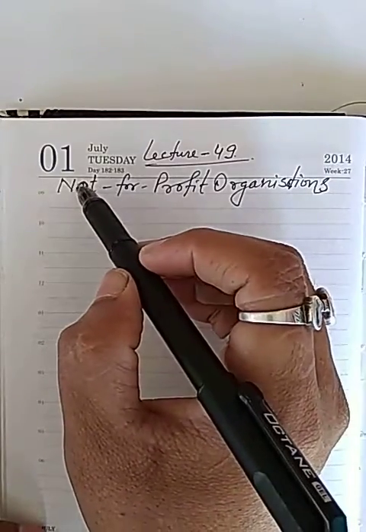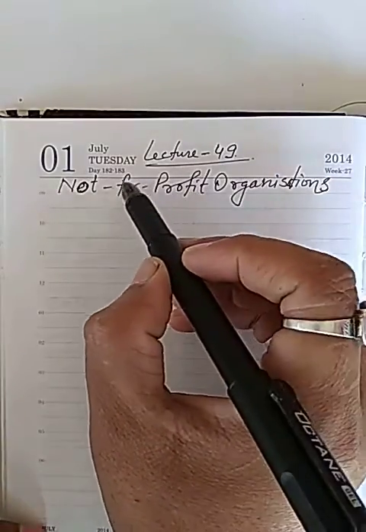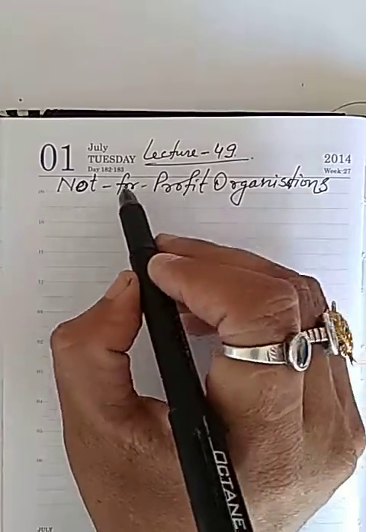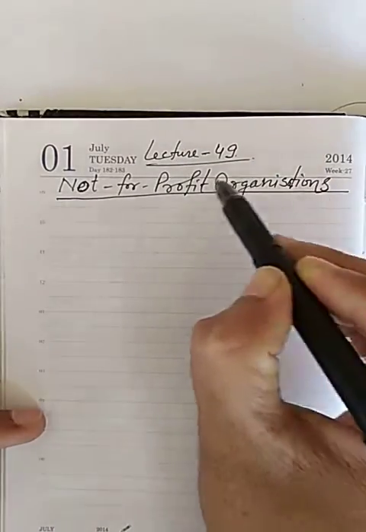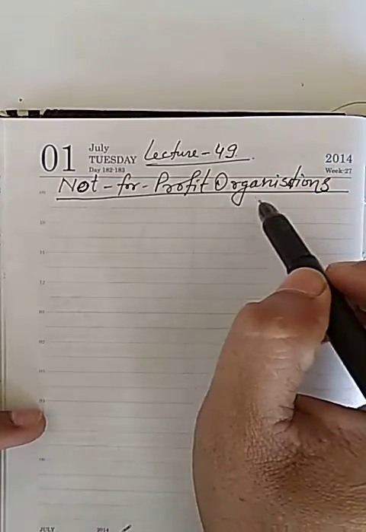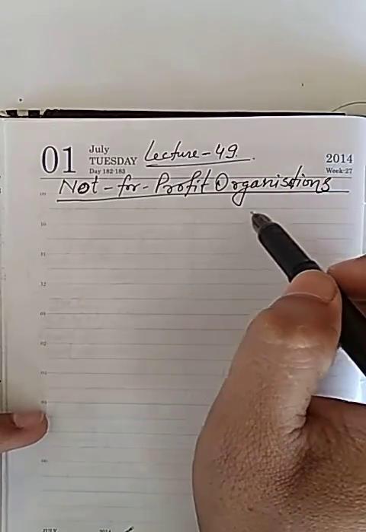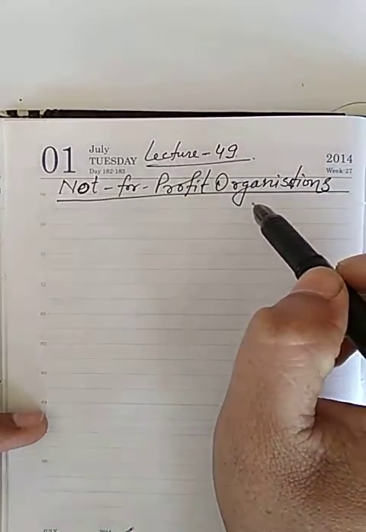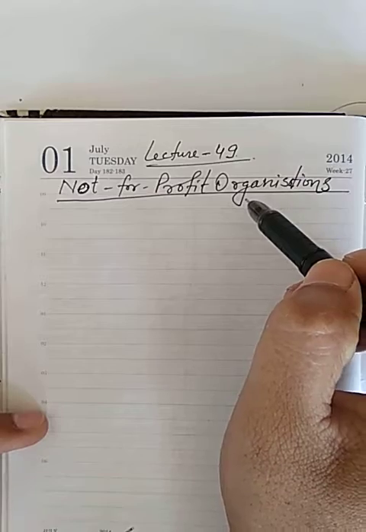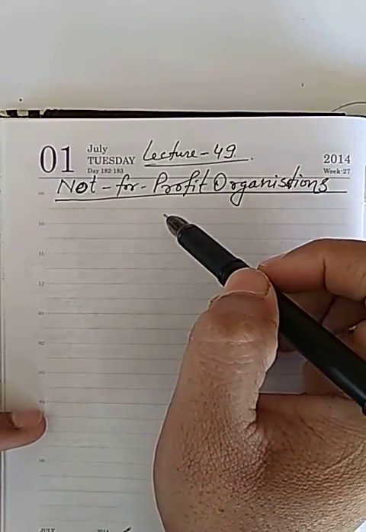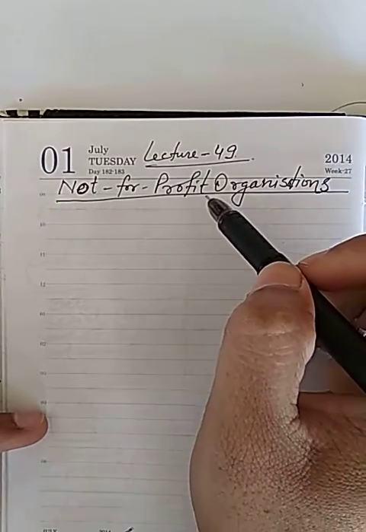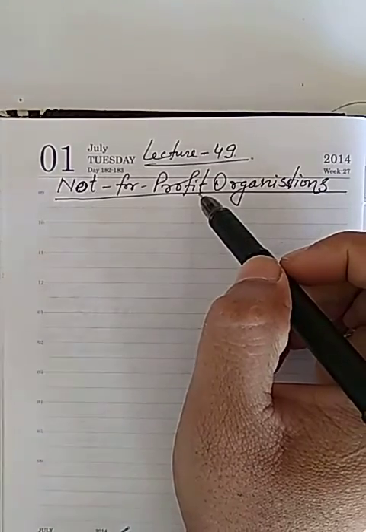Under this chapter, the learning objectives will be: meaning of not for profit organization, meaning and features of receipt and payment account, meaning and features of income and expenditure account, difference between receipt and payment account and income and expenditure account, preparation of income and expenditure account and balance sheet from receipt and payment account.